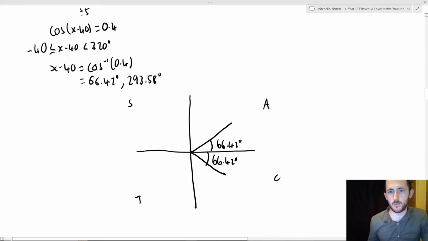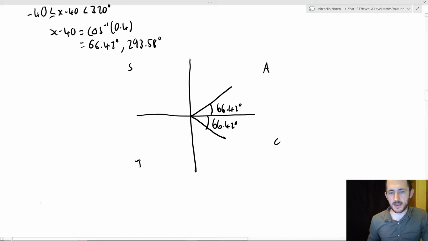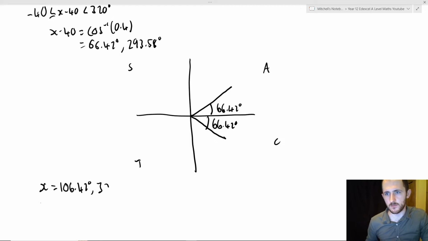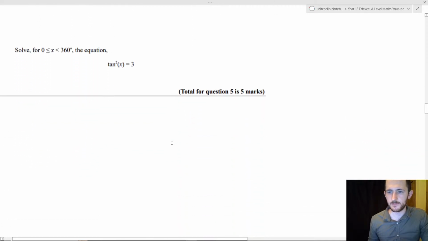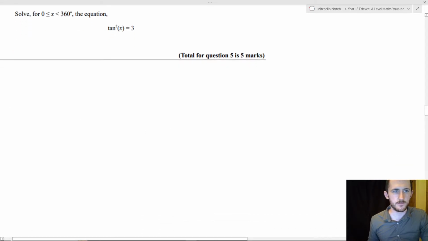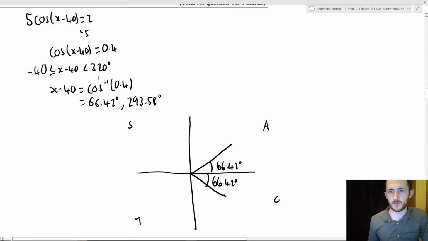Now we have to ask ourselves, what's our range? Well, we go up to 320, so let's see if we can go again. If I go again, I get 360 plus 66, that's not going to be in the range. So we're done. So now with x, all we need to do is add 40 to all of these. So 106.42 degrees and 333.58 degrees. Nice and easy, I think. So hopefully that's all okay with that part.